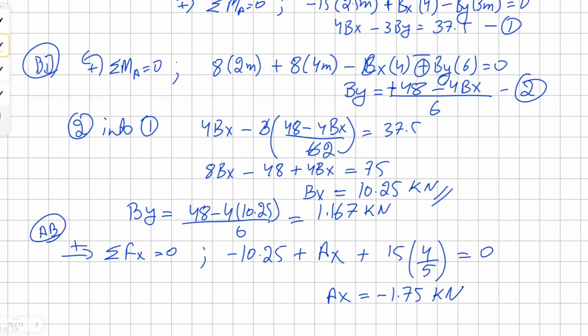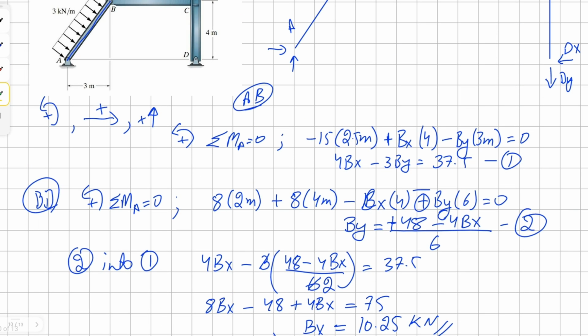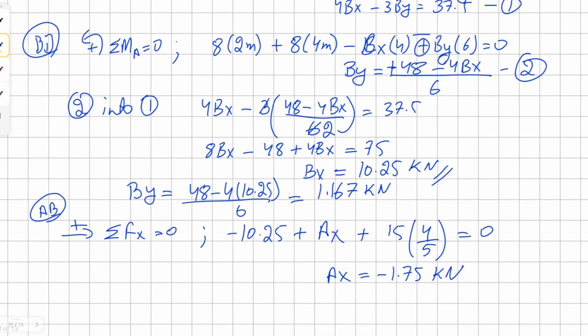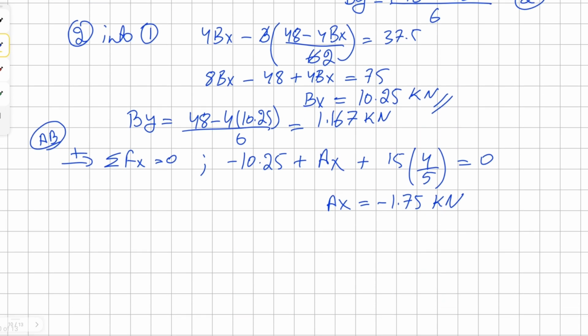Now we can either have the value as negative 1.75, or we can change the vector sign and have it as positive 1.75 kilonewton. Either way, the answer is correct. Now that we have these, we can try to solve for our value for Ay. So it'll be simply taking sum of vertical reaction forces.